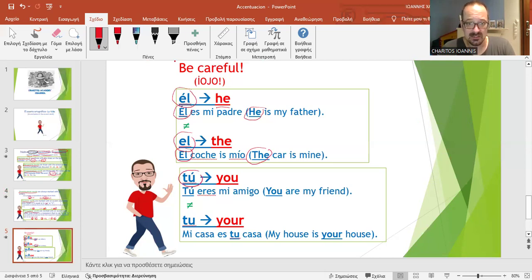once more, is un pronombre personal, a personal pronoun, and it means you. So, tú eres mi amigo. You are my friend. See? But without the accent mark, tu is a possessive adjective. It means your. For example, like Al Pacino said, mi casa es tu casa. Tu casa, which means your house. Mi casa es tu casa. My house is your house.